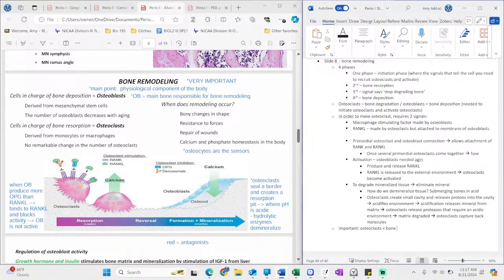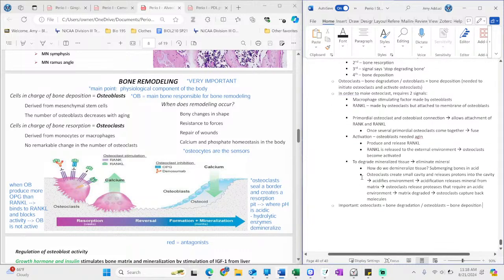First, we need to eliminate the mineral, then the proteases produced by the osteoclast can degrade the organic matrix. Okay? The osteoblasts also are the ones that stop the osteoclast from functioning. So they initiate or activate them by releasing RANKL. But then, after a certain time, it is sensed by the osteocytes, which send signals to the osteoblast and say, we need to stop degrading bone. What does the osteoblast do?